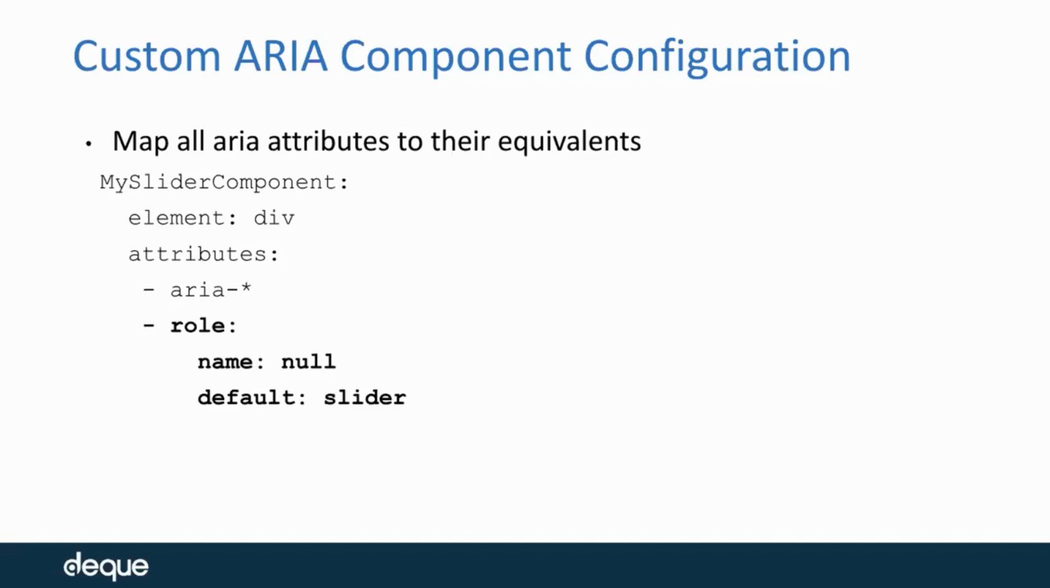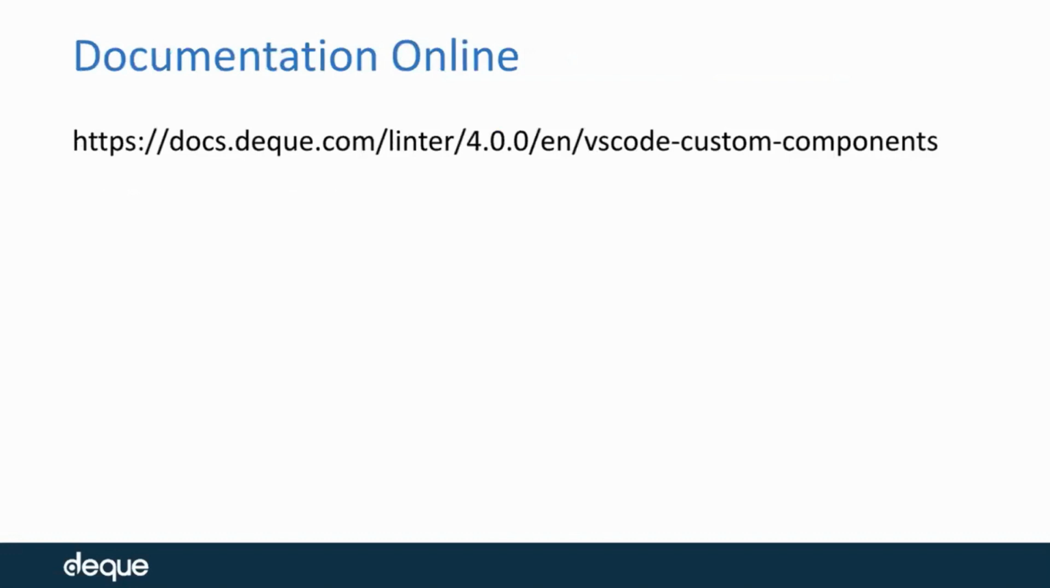So yeah, that brings me to the end of the demonstration. All of this is documented. For those of you who are just using VS Code, you can go to docs.deque.com/linter 4.0.0/en/VS Code-custom-components, and all of this is documented with examples. And the same configuration works if you're using the Axe linter server.